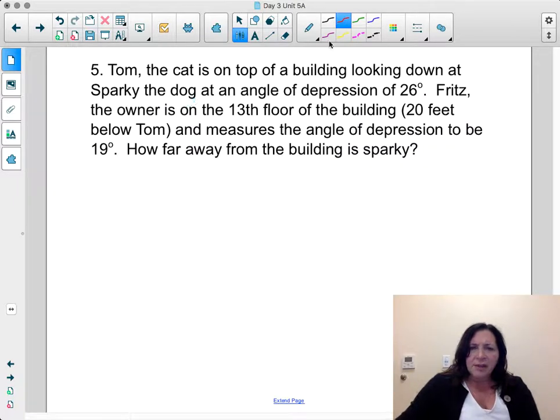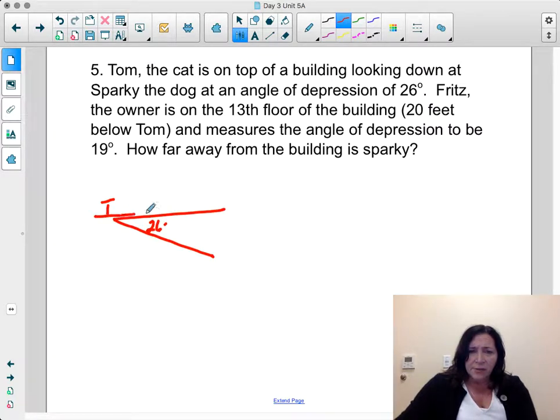Tom the cat is on top of the building looking down at Sparky at an angle. Okay, so here's Tom. He's looking down at Sparky the dog at an angle of depression of 26 degrees. So this is my horizontal. Okay, he's looking down. There's that value.